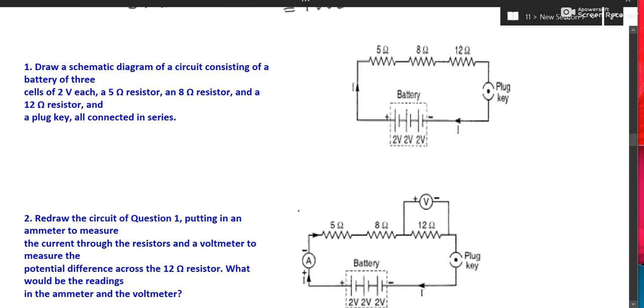Getting to the next. Draw a schematic diagram of a circuit consisting of a battery of 3 cells of 2 volt each. So you can see this is cell 1, this is cell 2, this is cell 3. Each is 2 volt, this is how we connect them. So overall it is 6 volt. Resistors are 5 ohm, 8 ohm and 12 ohm, 3 resistors in series. So I have drawn the diagram. There is a key.